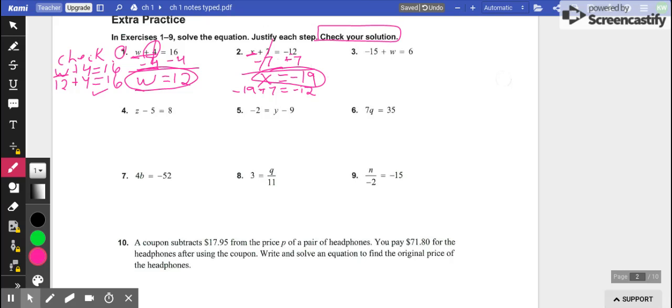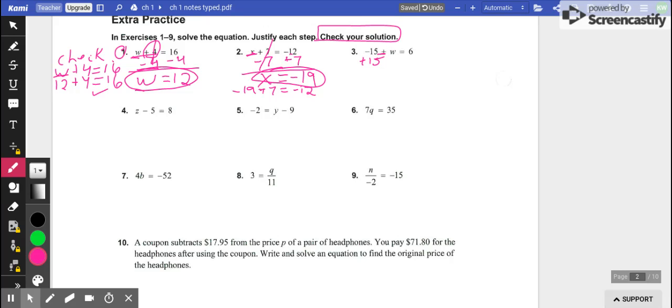All right, the next one, a little bit trickier. We have w being added to the negative 15 equal to 6. However, the negative 15 is listed first. If I were to think about the opposite of addition, which is the sign I have right here, it would be subtraction, but it's actually the w I'd be subtracting. So instead, we want to think about how I would get rid of a negative 15. If I'm adding a negative 15, the opposite of adding a negative 15 would be actually adding a positive 15.